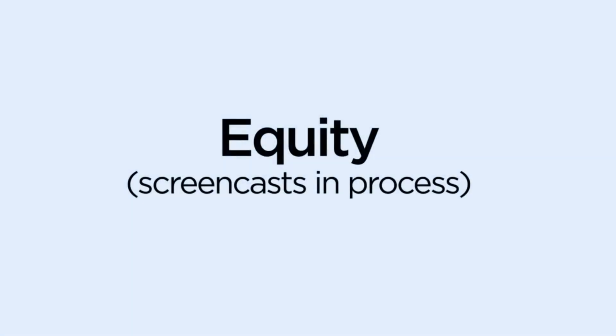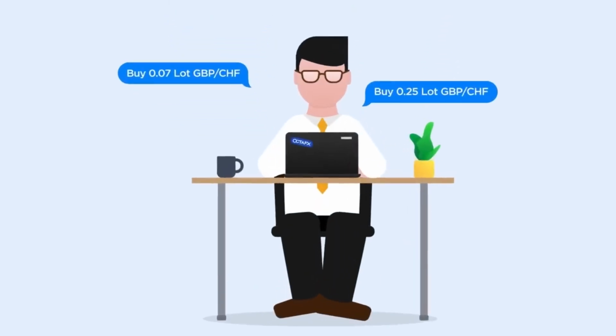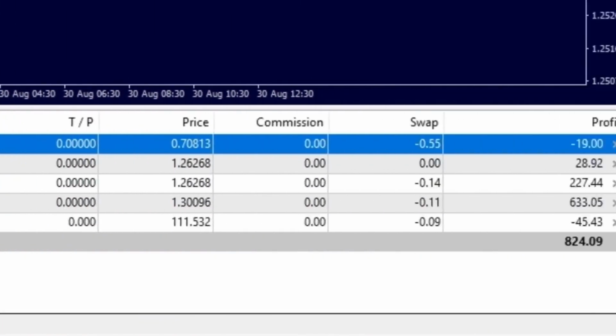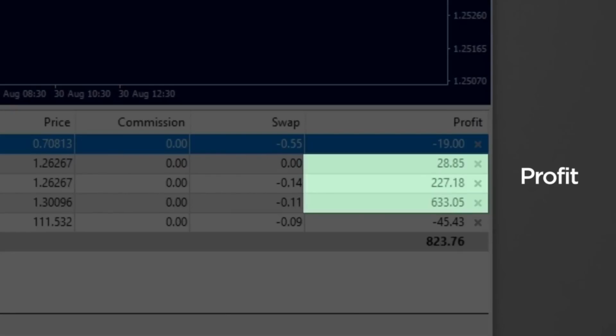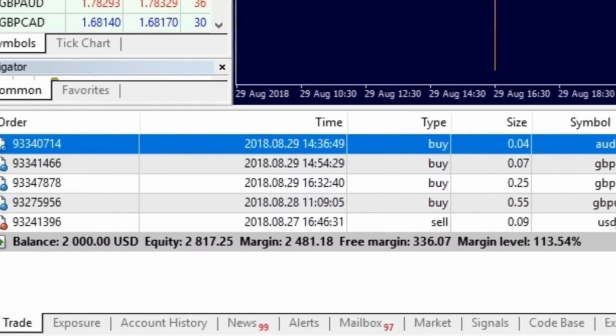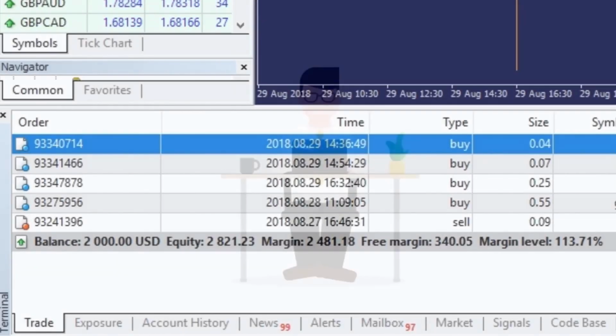Equity. Let's assume you decide to trade mini and micro lots and opened many orders. Good, some of them seem to go in your favor, and you can lock in that profit if you close these orders right now. However, some of your deals are potentially bringing you losses. If you look at your balance, you will see it still equals $2,000, as it will not change until you close all your opened orders.